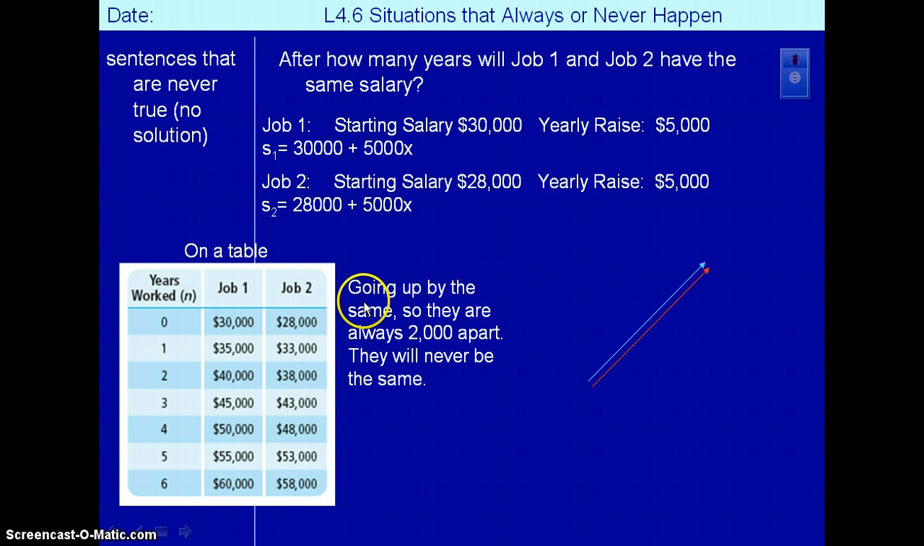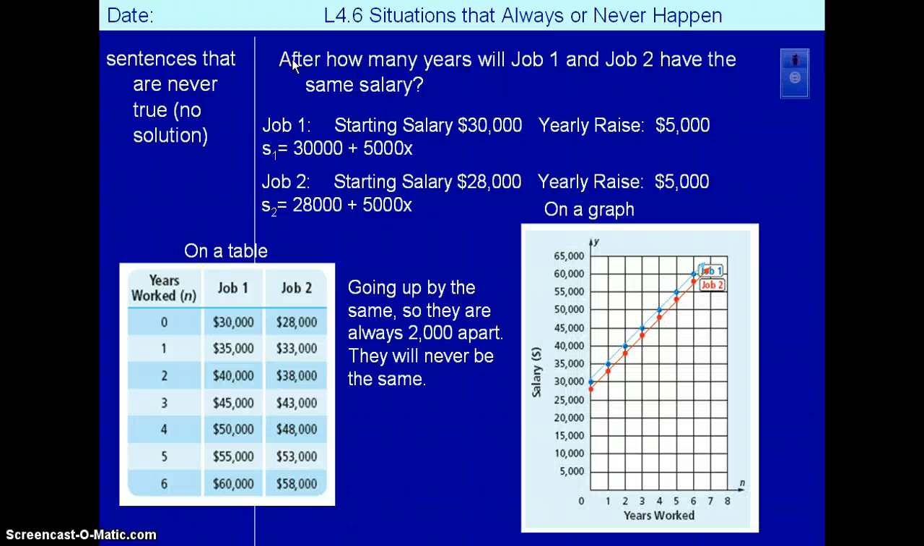If we follow this graph, each of these job salaries is going up by the same amount. They're always $2,000 apart. They're not getting any closer together. And since they each go up by $5,000 each year, they're never going to be the same. So we cannot answer this question, after how many years will job 1 and job 2 have the same salary, because they never will.